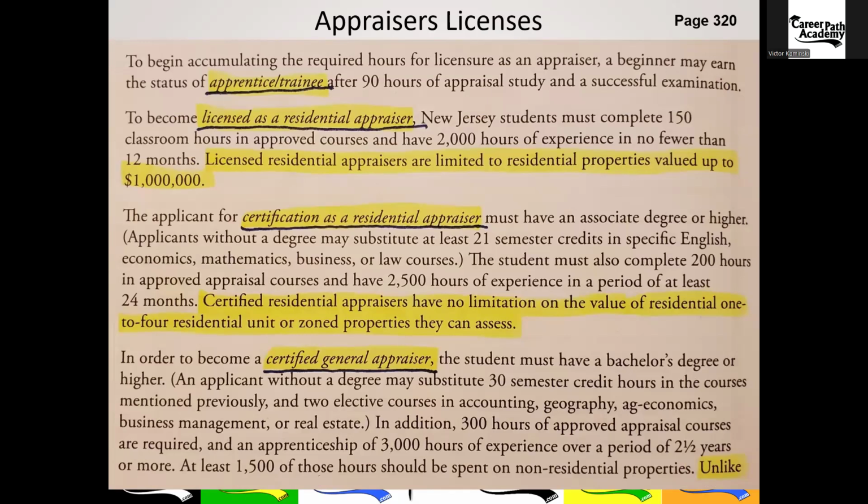Correct. Do they pay you while you're an apprentice or no? Yeah, you get paid something, but you're basically a gopher. Yeah, that's what it sounds like. Okay. Interesting. Okay.